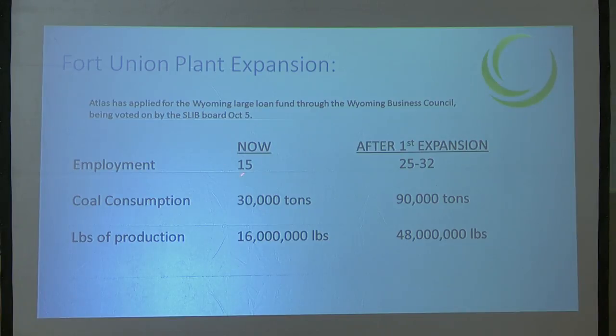Right now we employ about 15 people here in Gillette. Coal consumption is about 30,000 tons, and we think we can produce about 16 million pounds of activated carbon. We want to expand up to 25 to 32 people, 90,000 tons of coal consumed, 48 million pounds of carbon produced.